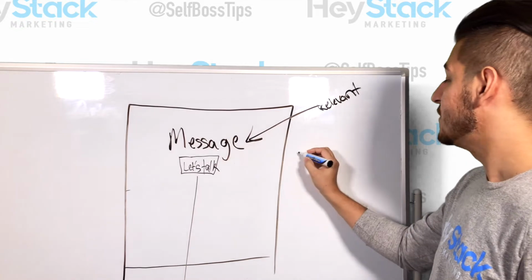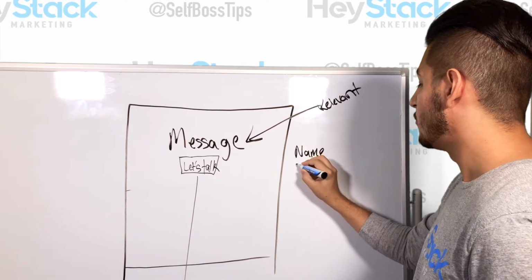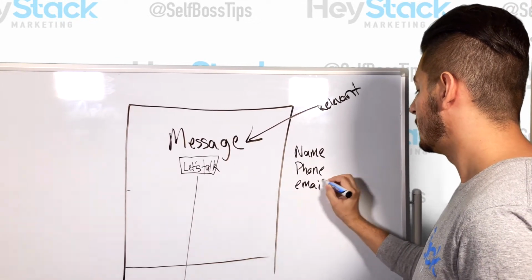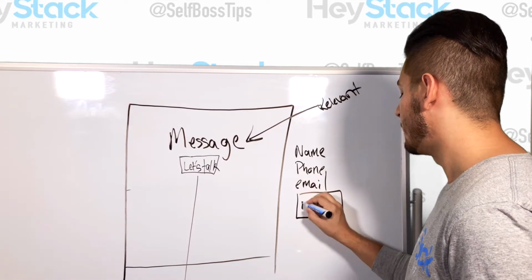So those 5 fields, we'll go ahead and do name. We'll go ahead and do phone number, of course, email address, and then we'll go ahead and do just a message box. So we'll do a message box at the bottom.